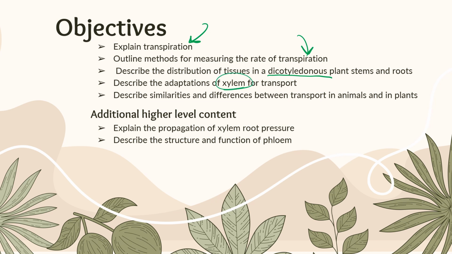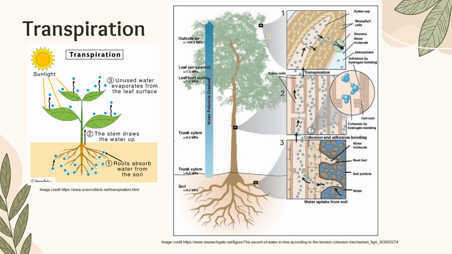We're going to, as I just mentioned, look at that lovely Venn diagram, similarities and differences between transport in animals and in plants. We are, for my higher level friends, also going to add some more details regarding the propagation of xylem root pressure. We're also going to talk about translocation, which is what happens in phloem.